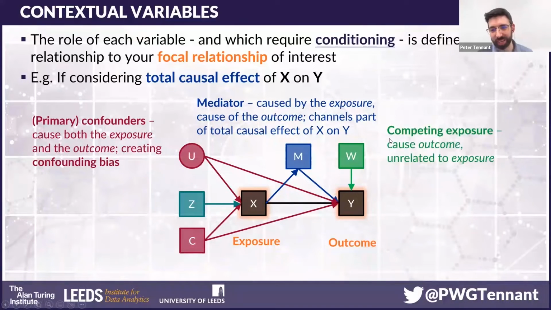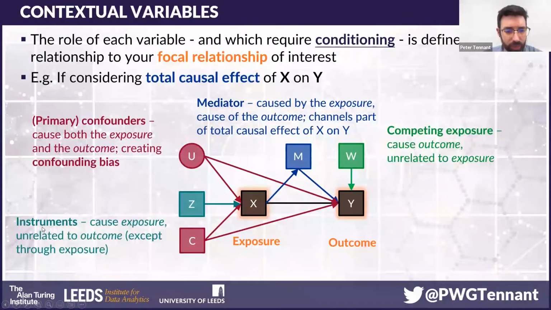And then there were these two kind of lesser known members of the family. One is the competing exposure. This is something that causes the outcome, but is completely unrelated to the exposure. And then kind of its sibling is the instrument, or the instrumental variable. And that's something that causes the exposure, but is unrelated to the outcome except through the exposure.